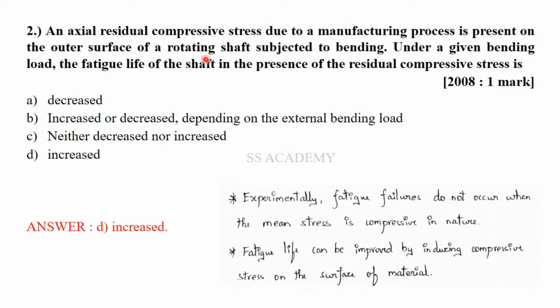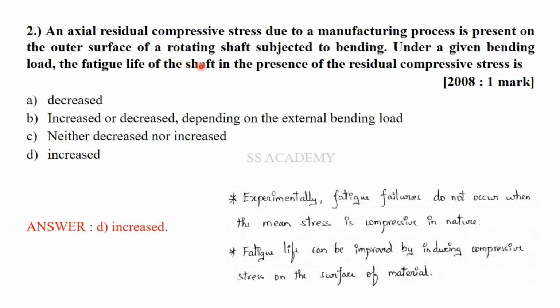An axial residual compressive stress due to a manufacturing process is present on the outer surface of a rotating shaft subjected to bending. Always remember, when a rotating shaft is subjected to bending, it becomes a fatigue loading condition. So they have mentioned fatigue life here. Let's read the question further. Under a given bending load, the fatigue life of the shaft in the presence of residual compressive stress is... They have asked the impact of residual compressive stress on the fatigue life of the shaft. Here are the options: decreased, increased or decreased depending on the external bending load, neither decreased nor increased, and finally increased. It is a 2008 GATE 1 mark question.